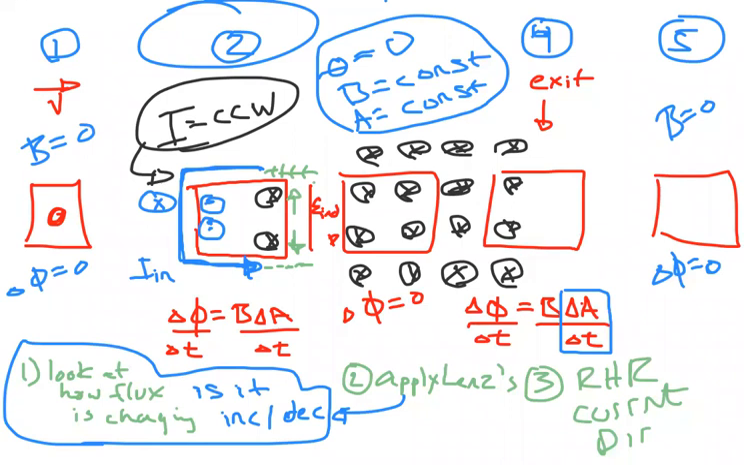FB being applied on the charges in the wire, those charges setting up an electric field, that electric field then setting up a current within the wire. Okay, just like that. That's all based off everything we've been talking about.